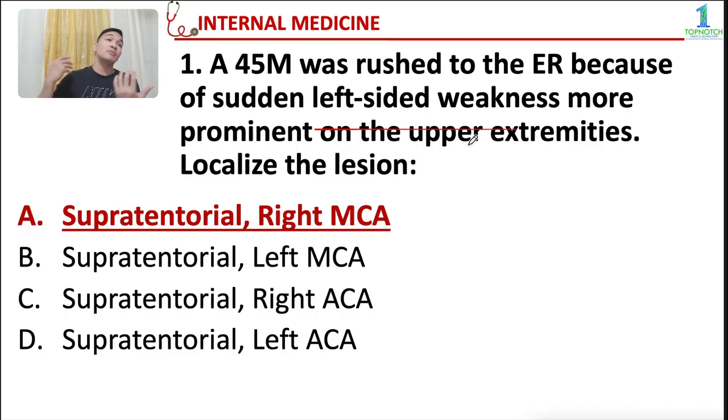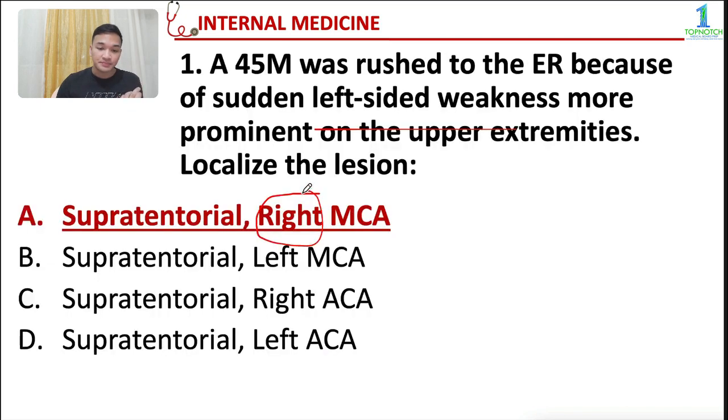So if there is left-sided weakness, it's because the motor fibers decussate at the medulla, near the medulla. So when there is left-sided weakness, the part of the brain that controls it is the right side. So that's why it should be right, no?